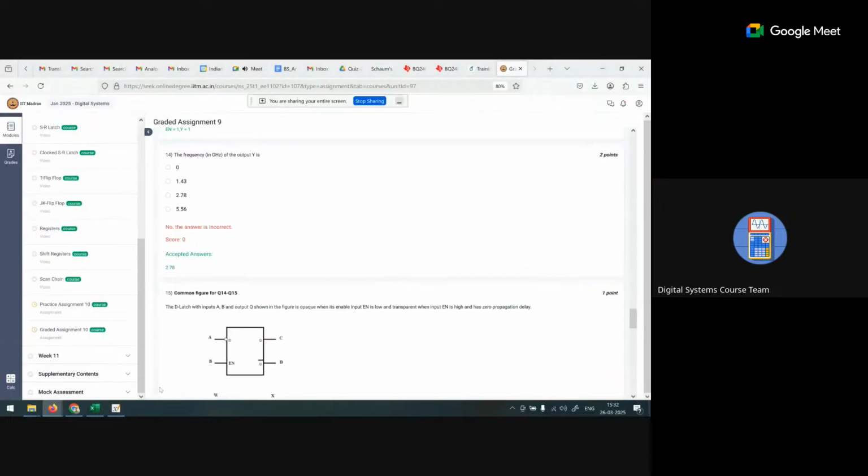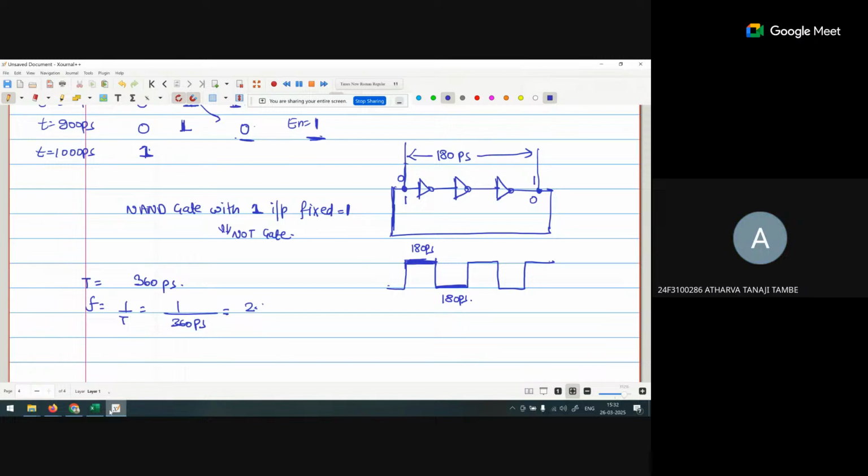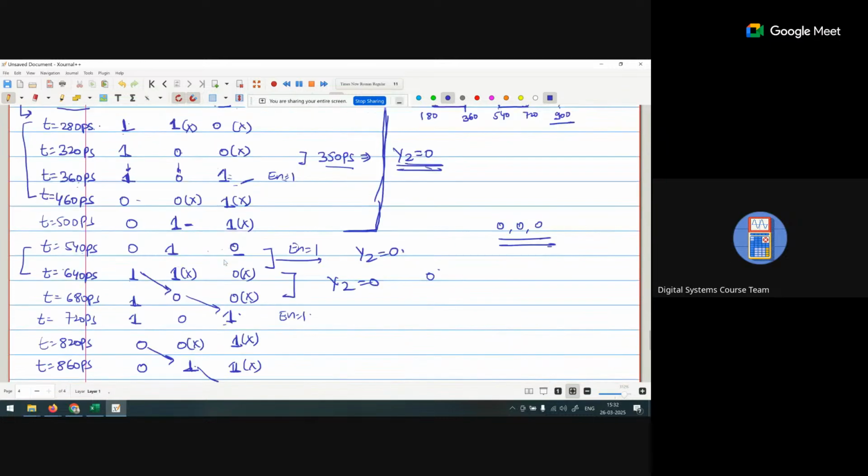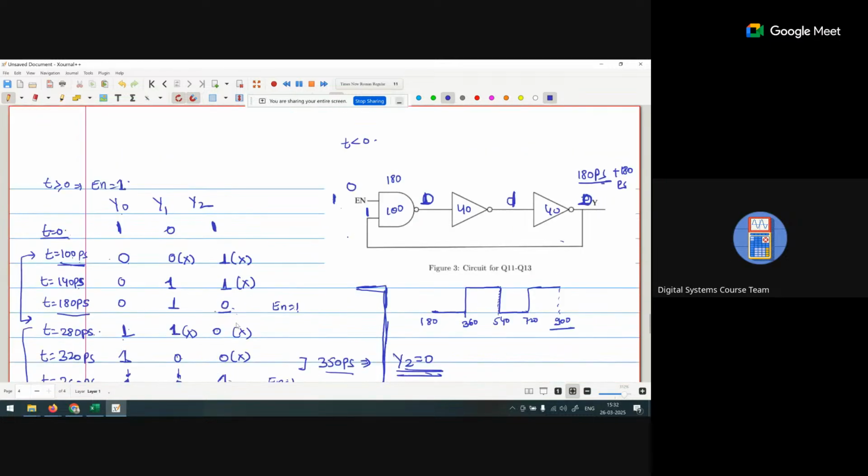Okay, it is around 2.78. Okay, got it. Means if this question comes, we have to solve like this one. It is a bit lengthy. No need to use this particular method.